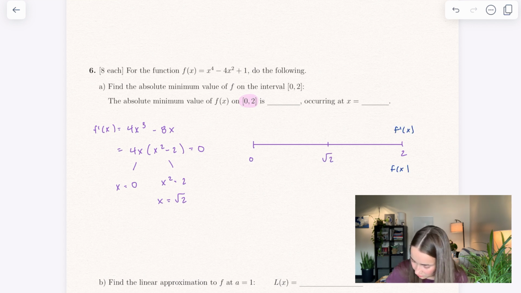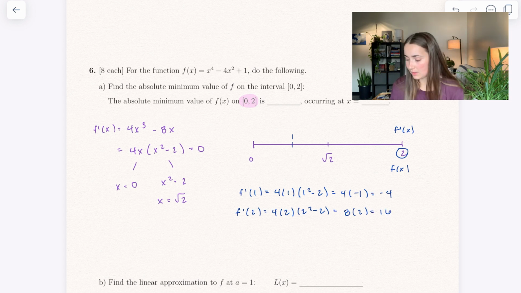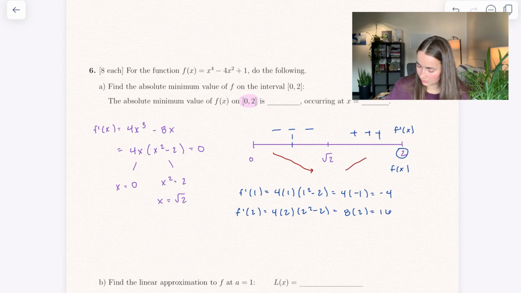So let's go ahead and choose 1, and we can choose 2 in this case. It's okay to plug in endpoints, because the reason I didn't plug in 0 was because that was already a critical value. In this case, 2 is not a critical value, and it's still within our interval, so I can still plug it in. So when I plugged in 1, I got a value of -4, so it's negative, and then when I plugged in 2, I got 16, which is positive. So that tells us my function is decreasing and then switches over to increasing.